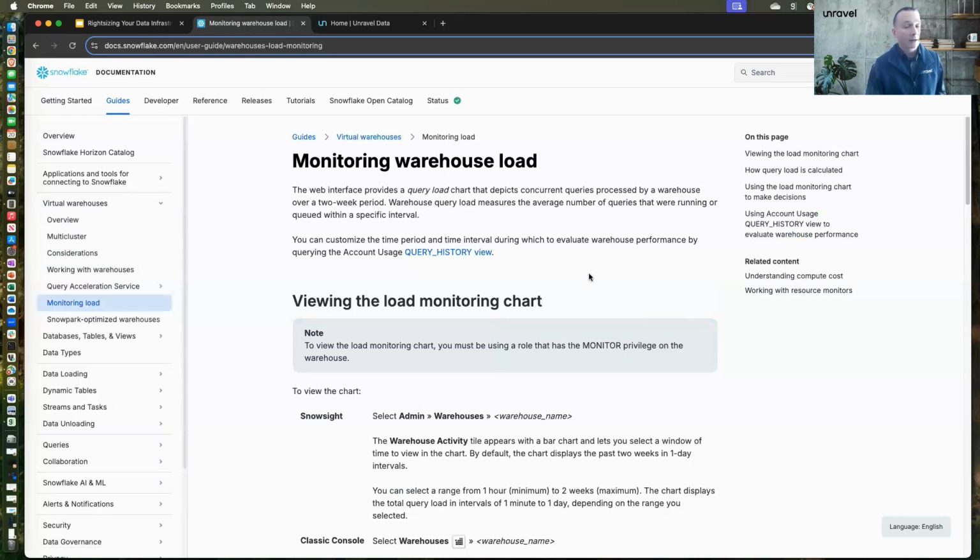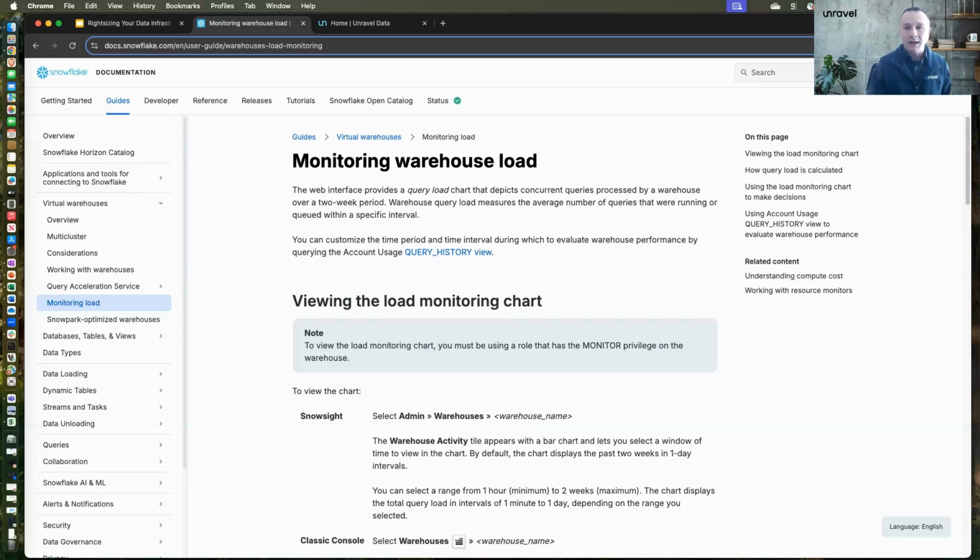Monitoring warehouse load. Now, in order to choose a t-shirt size in terms of our warehouse, we need to know if the actual resources being used are actually going to be enough. One way to figure this out is to look at query load as well as query performance. Again, ton of information here, incredibly useful information and best practices provided by Snowflake.